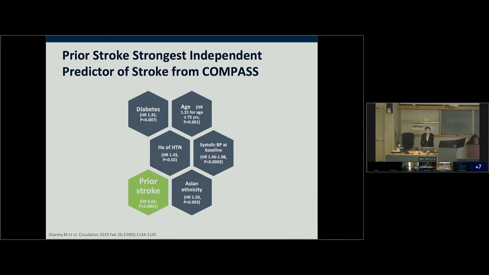Now, stroke patients in the COMPASS study were actually quite small. There were only, I think, 4% of patients with a prior stroke.